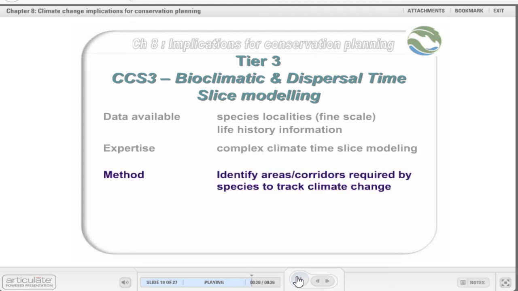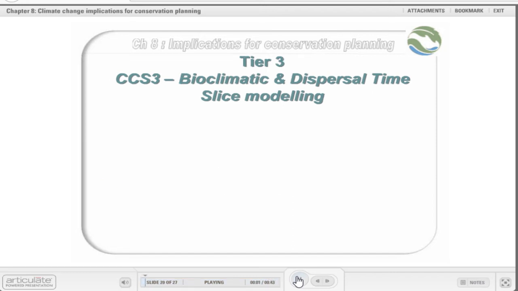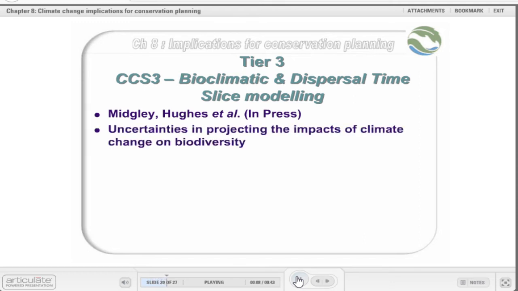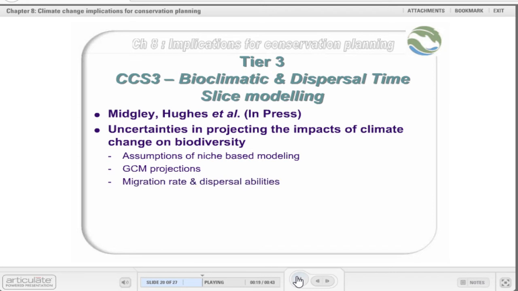The method focuses on identifying areas and corridors required by the species to track the climate change. Work on this type of climate change integrated study is novel and is in press for a South African example. It relies on several assumptions, as do most climate change integrated studies, and these assumptions include the basic assumptions of niche-based modelling, the basic assumptions of GCM projections, and the assumptions of dispersal, although this latter assumption is dealt with more explicitly in this climate change integrated study than in previous ones.